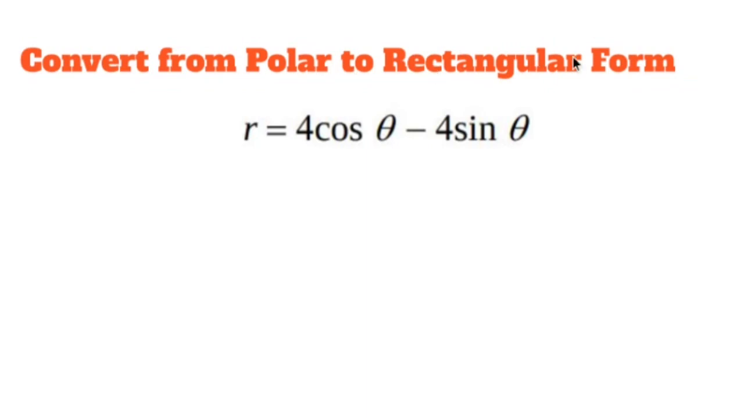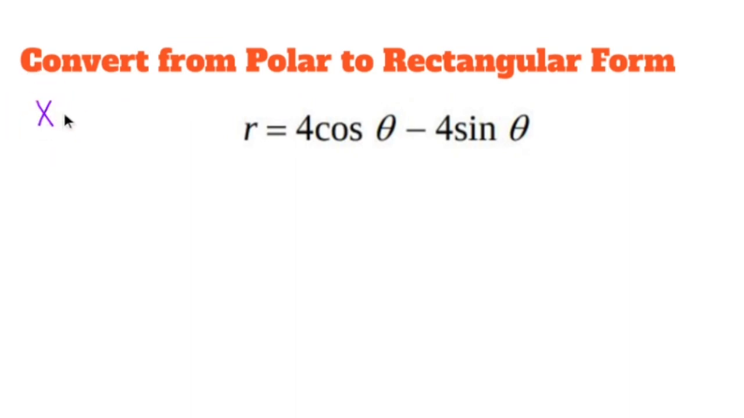Convert from polar to rectangular form. We know what polar is. Polar turns these things into pretty little roses and hearts and stuff like that. Well, rectangular form is just the regular y equals blah, blah, blah. In order to do that, we have to use these three things.